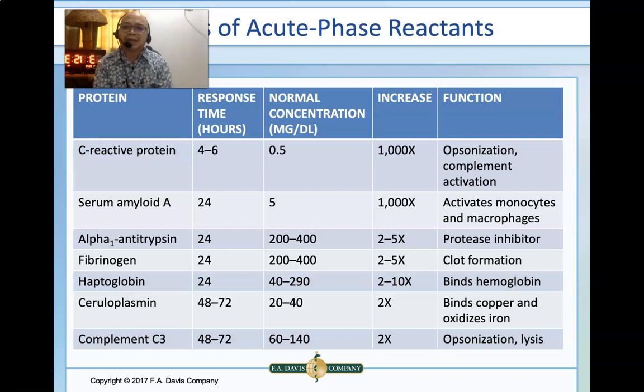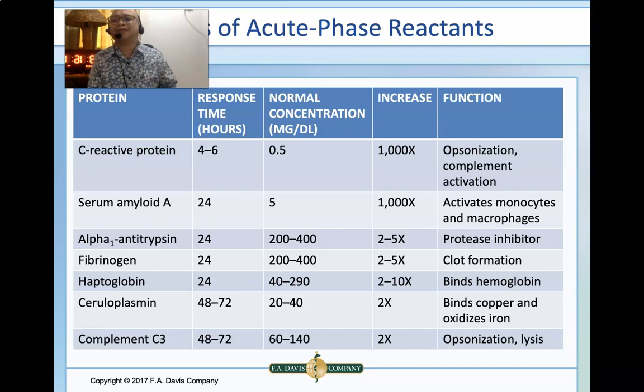The response time is about 4 to 6 hours. Normally we have CRP, but as you can see here, CRP increases up to 1,000 times during inflammation, during injury. So the function is opsonization and complement activation. That's the reason why CRP is the most popular, because within 4 hours after you have been inflamed, CRP level in our body increases up to 1,000 times.